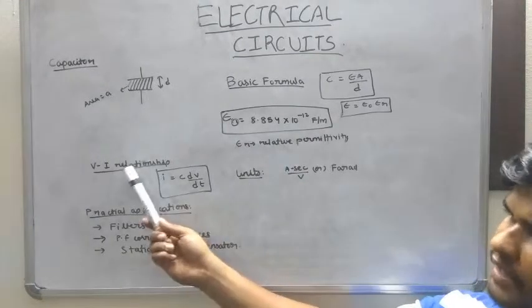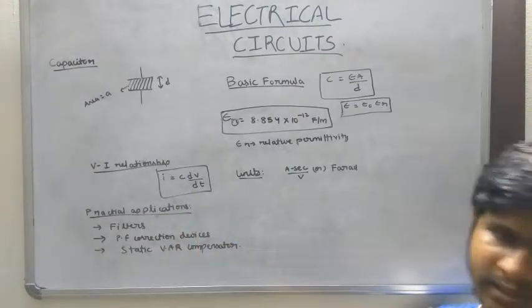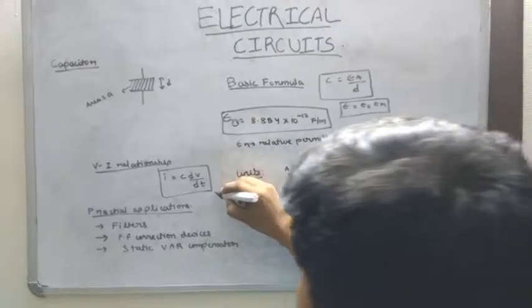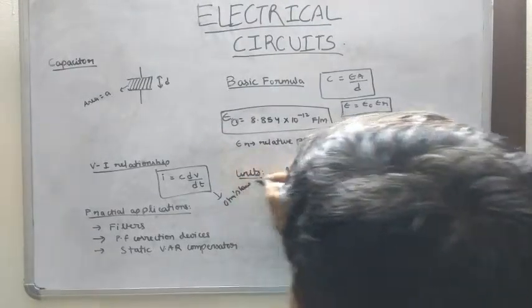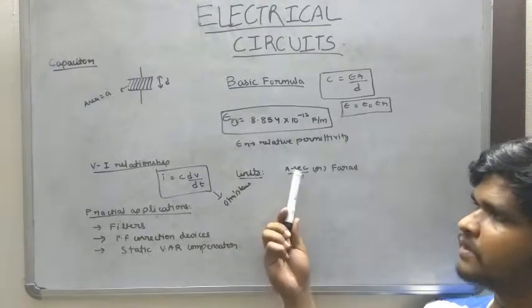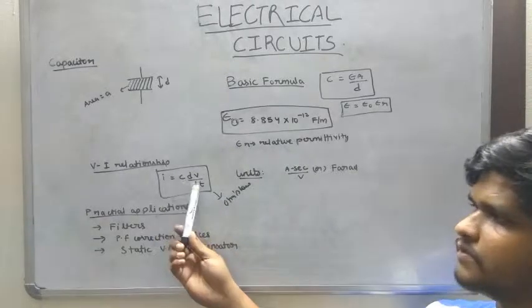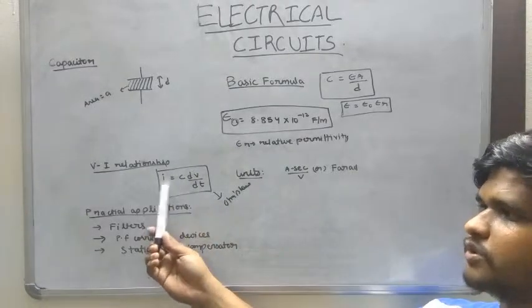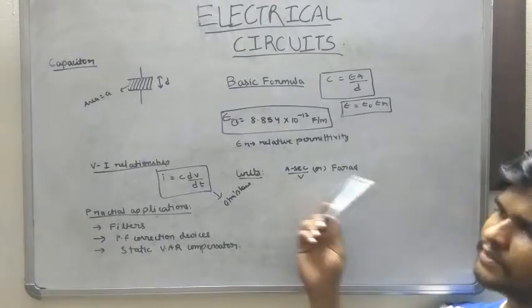And then coming to the VI relationship of a capacitor, it is given by I equal to C dV by dt. This can also be explained using Ohm's law. The unit of capacitance is ampere second per volt. Just shift this time unit here and this voltage unit down, then you will get ampere second per volt, or simply farads.